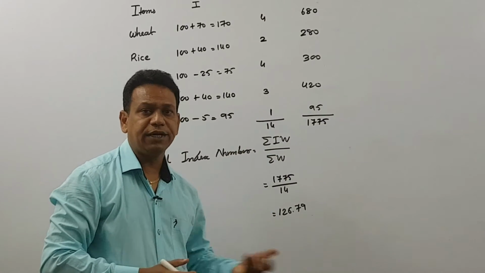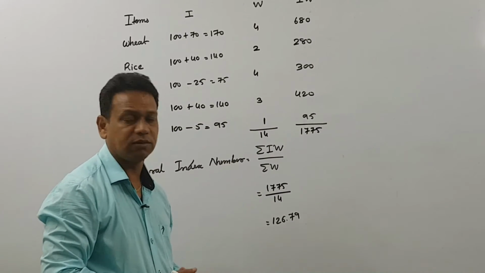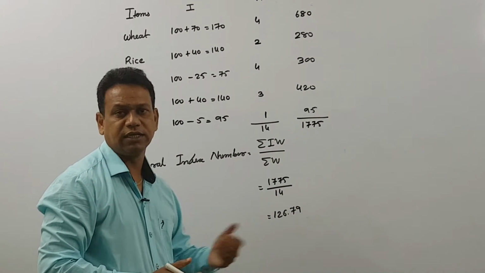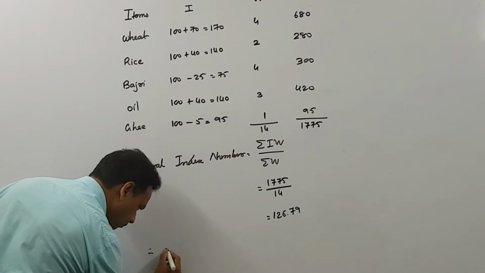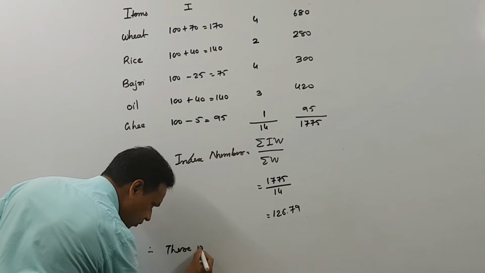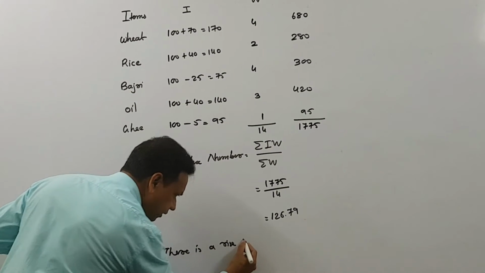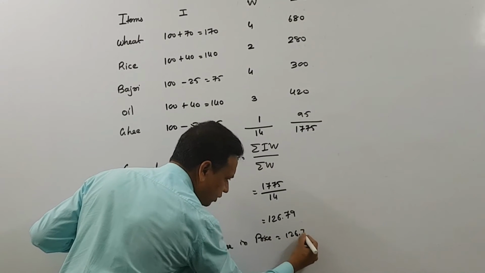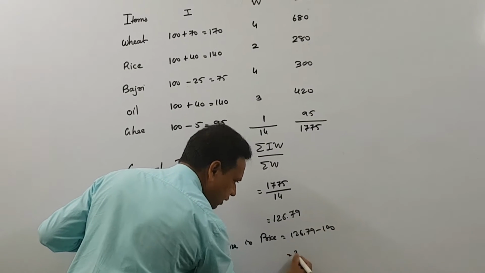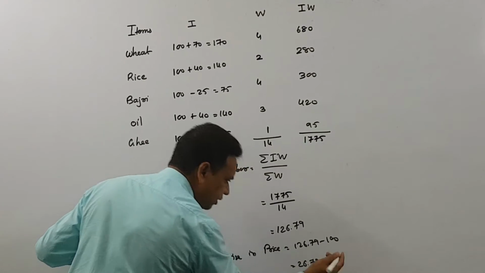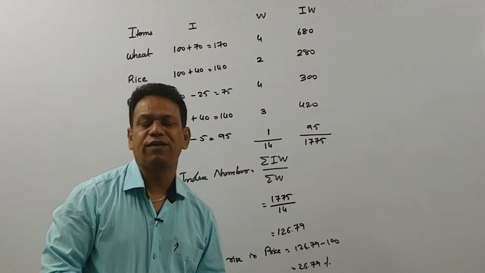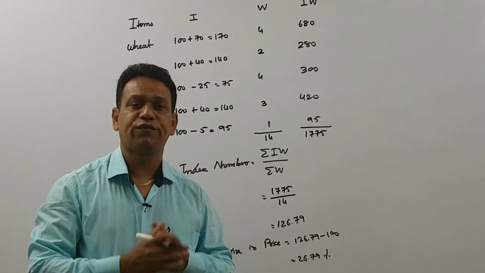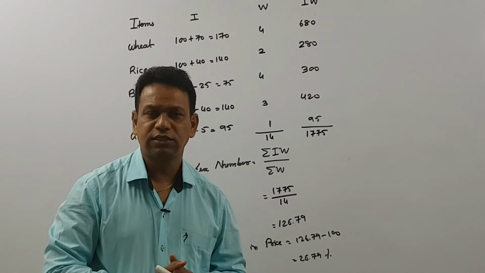126.79. Interpret the result. We have to interpret the index number. So the excess part above 100 shows there is a rise. So right now there is a rise in price equal to 126.79 minus 100, that is 26.79 percent. So this kind of example seems very easy, but we need more practice to get the confidence. I hope you understand the easiest approach.